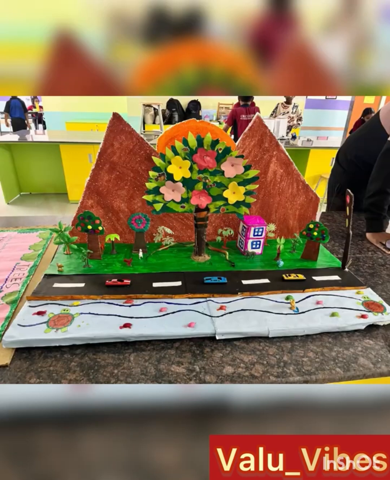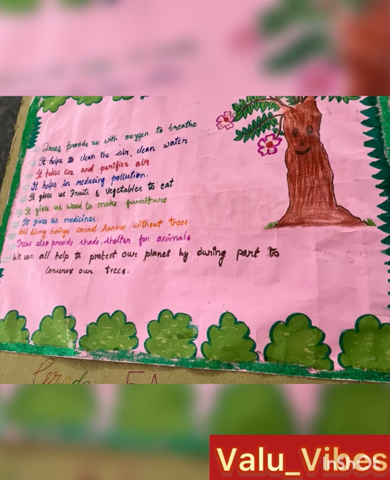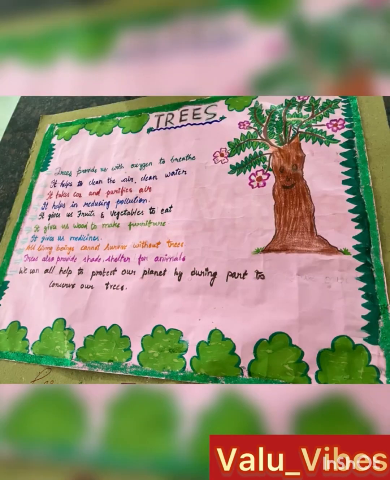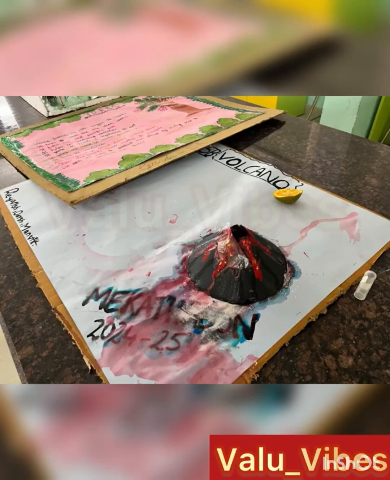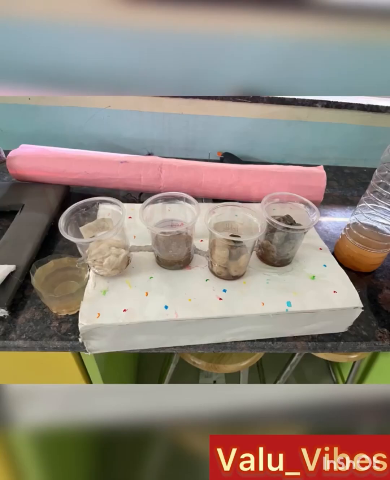Then we have the description of a city. It tells all the sources. After that, we have the uses of trees. This project was made for signifying the uses of trees. After that, we have the volcanic eruption display. It shows how it explodes.